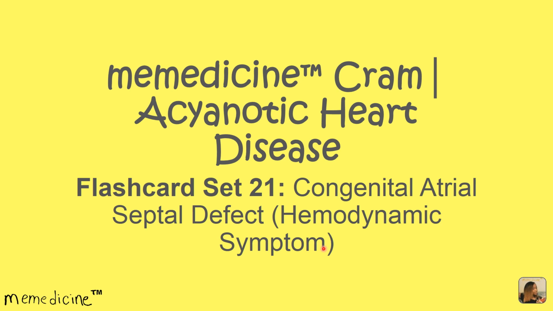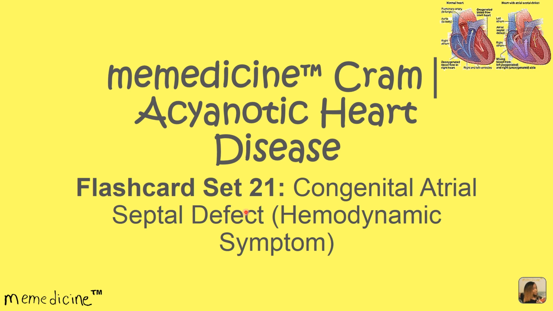All right, so let's just cover a little bit of background before we get into the swing of things. Acyanotic heart disease is a group of heart conditions where the oxygenated blood, let's say on the left side of the heart, mixes with deoxygenated blood usually contained in the right side of the heart, okay? And specifically, a congenital atrial septal defect is when there's a hole in the wall of the atria, okay?